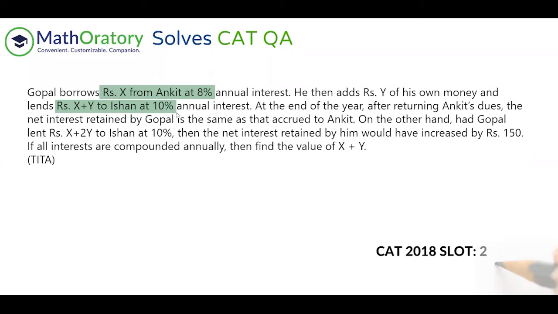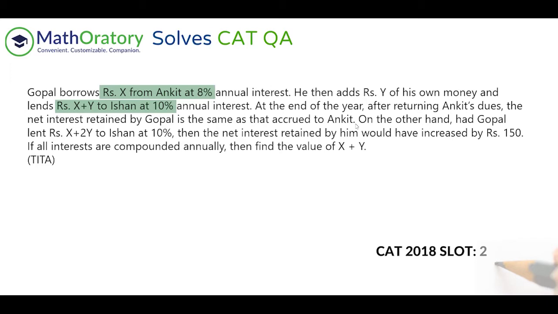Great. So he borrows money from Ankit. We don't know either of X or Y, but 8% and 10% are known. So that should be crucial. All right. At the end of the year, after returning Ankit's dues, the net interest retained by Gopal is the same as that accrued to Ankit.